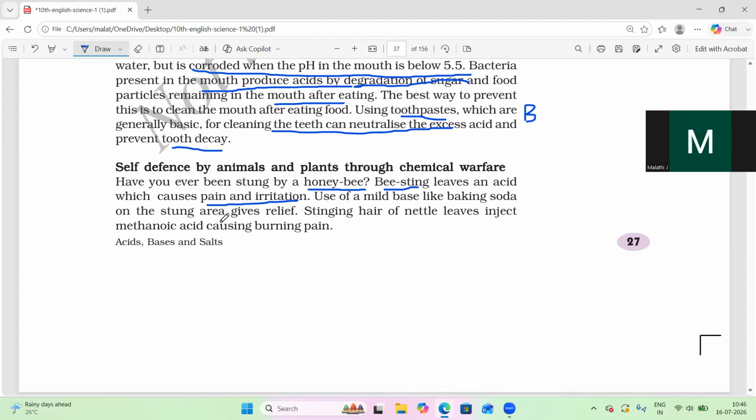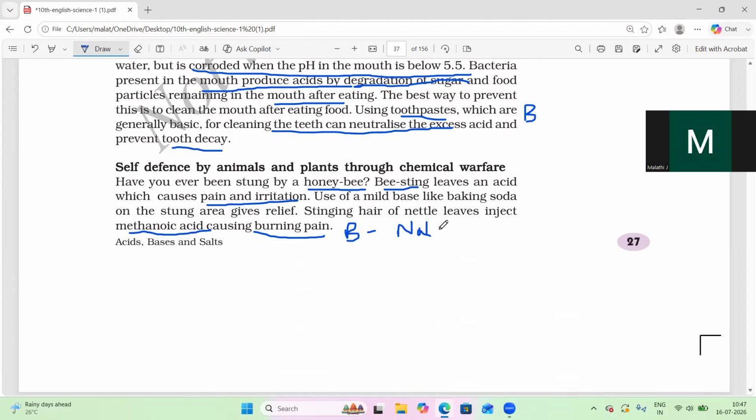When the acid is released into our body, that acid is called methanoic acid, which causes a burning pain. If they ask which acid the honeybee sting releases, it is methanoic acid. To get relief from this pain, we have to neutralize the acid. To neutralize, we will use a base called sodium bicarbonate.